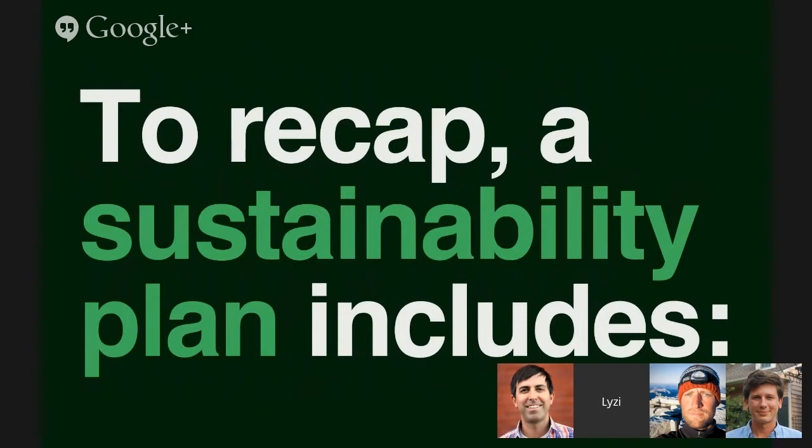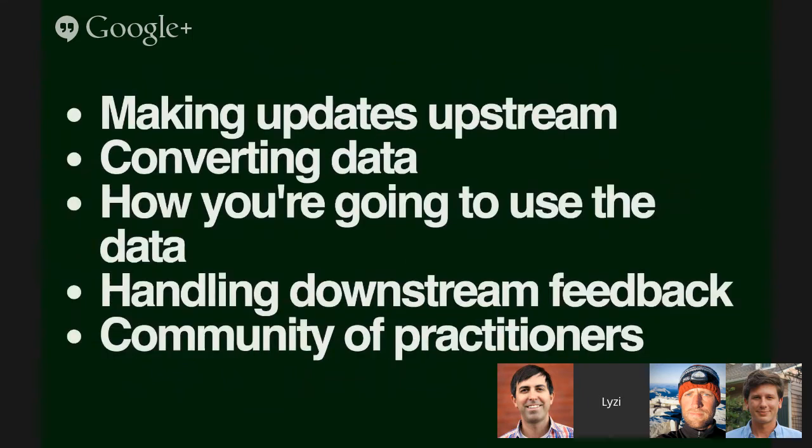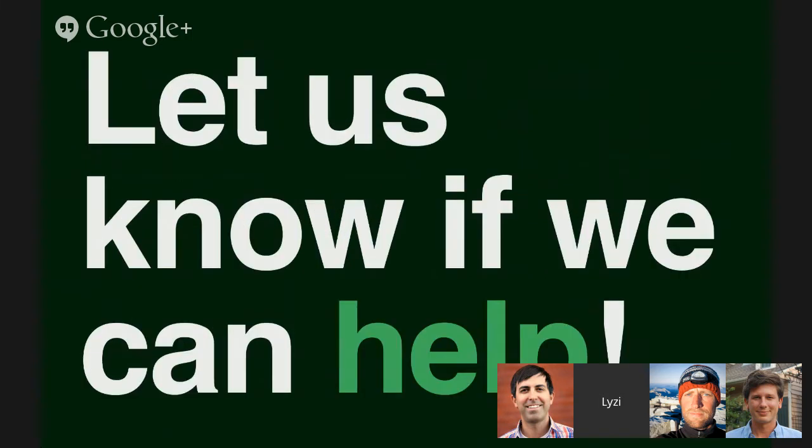Just to recap this little section here, a sustainability plan includes a few things. It includes who is making updates upstream and how is that going to happen, who will convert the data and when and how will they convert it, an outline of how you're going to use the data, where it's going to flow to, how you're going to handle feedback downstream from visitors, from trailgoers, the people who are actually using the data. If they want to see changes, how are you going to handle that and manage that coming back up? And ultimately, you're outlining and defining your community of practitioners, the people who are going to be a part of this process, which is good because building community is important, as we'll talk about in a second.